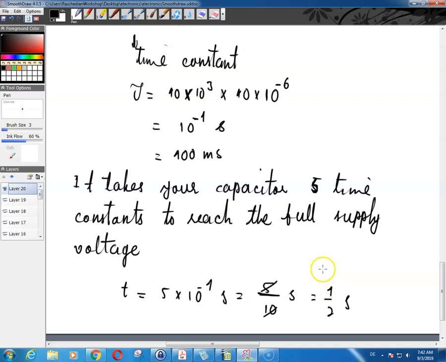So now, to what voltage level does it charge in one time constant? In one time constant it's going to charge all the way up to 63% of the supply voltage, and that's based on a graph that I will show you shortly.